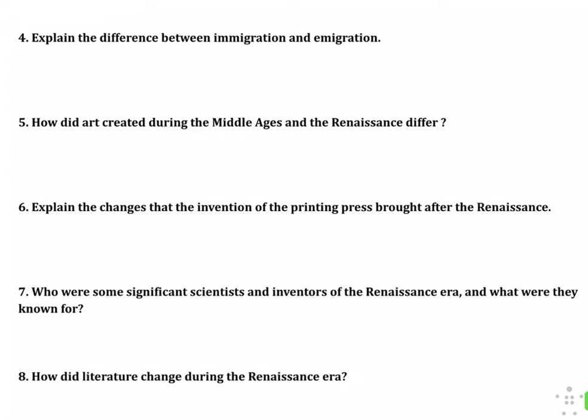So if we're talking about number 7, what are some significant scientists and inventors of the Renaissance era, and what were they known for? The ones that we talked about during the scientific observation station were Galileo, and we also talked about Nicholas Copernicus. I probably said his name wrong, but that's okay. They were mainly known for the way they transformed astronomy.